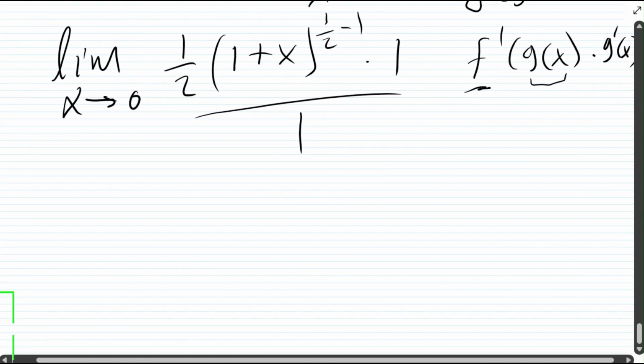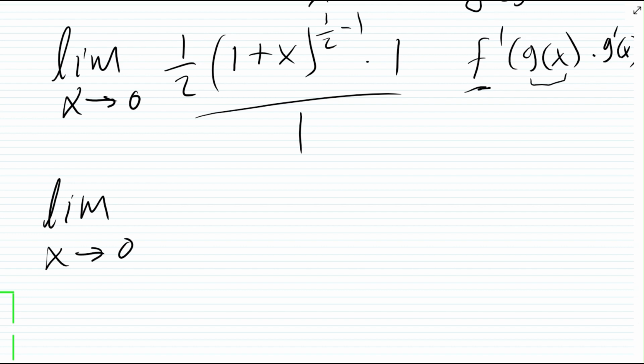So in this case, we're going to have the limit as x approaches 0 of 1 over 2, 1 plus x. And if you subtract negative 2 from 1, we're going to end up getting negative 1 over 2.